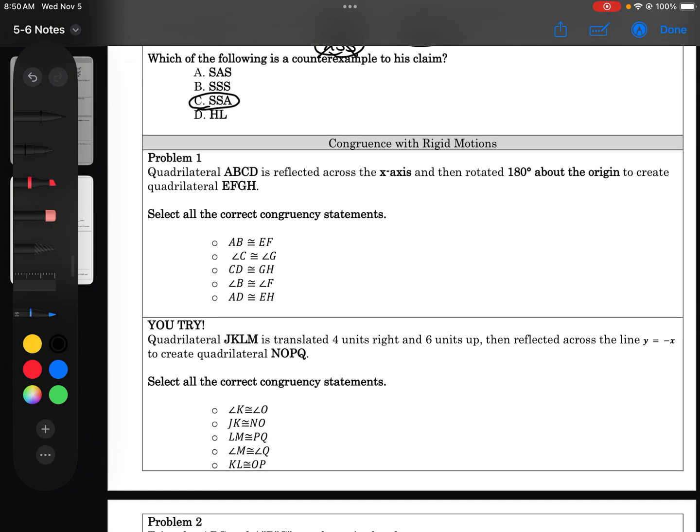We're going to start here with problem 1 really quick. And on the you try, I want you to pause the video and try it out. So problem 1 says quadrilateral ABCD is reflected across the x-axis and then rotated 180 degrees about the origin to create quadrilateral EFGH. So what we know about a rigid motion is that quadrilaterals do not change size or shape, okay?